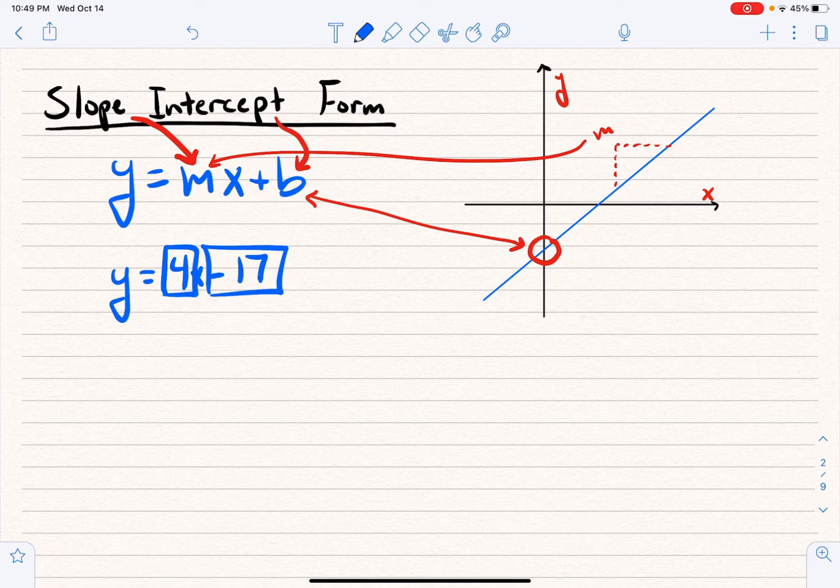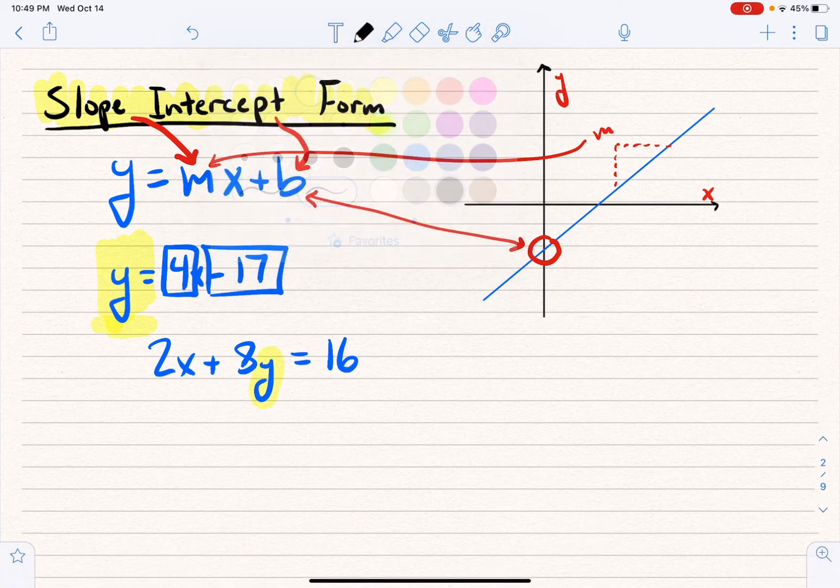And we can identify slope-intercept form because it's always going to say y equals. If we have an equation that says 2x plus 8y is equal to 16, we don't know what the slope is because it's not in slope-intercept form. Now, we could put it in slope-intercept form just by making it say y equals. So if you solve this equation for y, get y all by itself, then you'll have it in slope-intercept form, and you'll know what the slope is and what the intercept is.